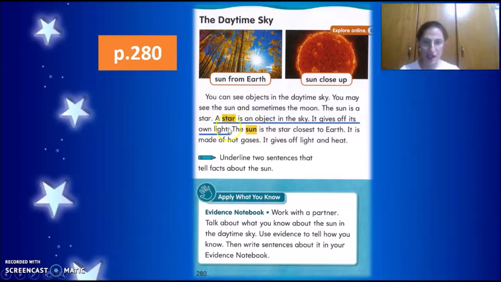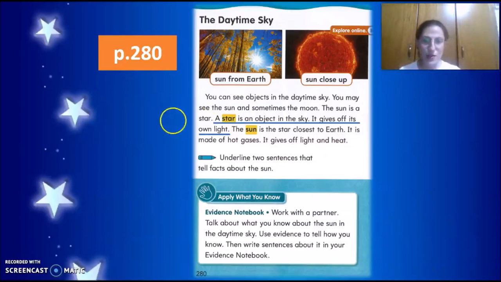So we underline, a star is an object in the sky. It gives off its own light. Let's go again. A star is an object in the sky that gives off its own light. Again, a star is an object in the sky that gives off its own light.